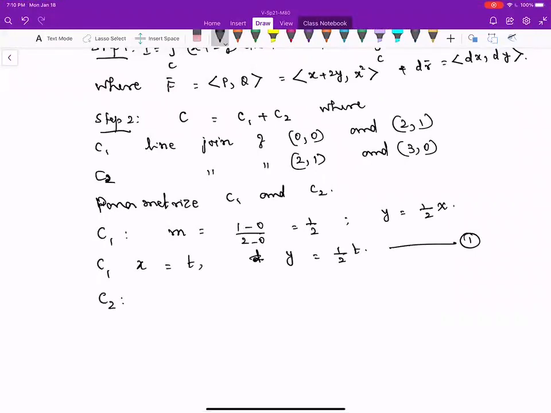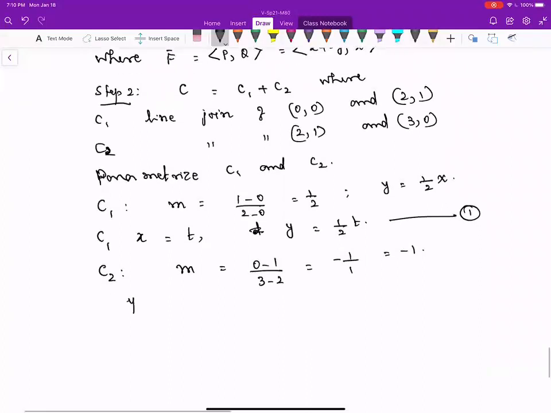And for the line segment C2 joining (2, 1) and (3, 0), the slope is the difference in y over the corresponding difference in x. So it is going to be -1 over 1, which is just -1. If I use the point-slope form, y minus y1 equals m times x minus x1, it becomes y equals -x plus 3, or 3 minus x.